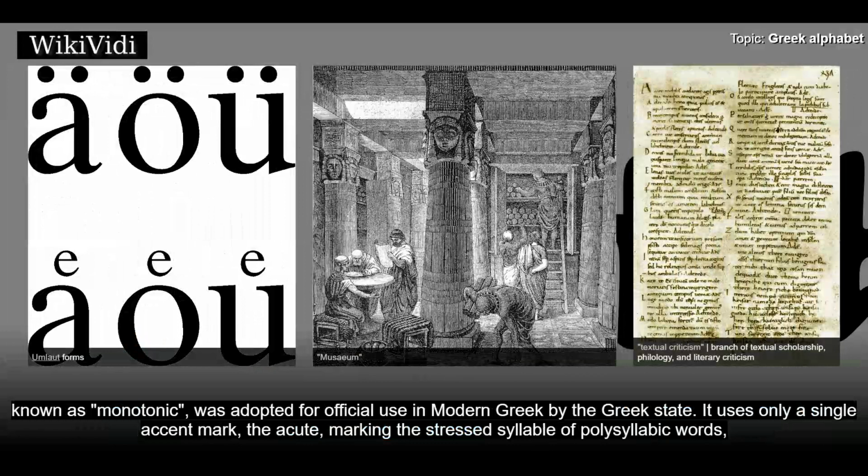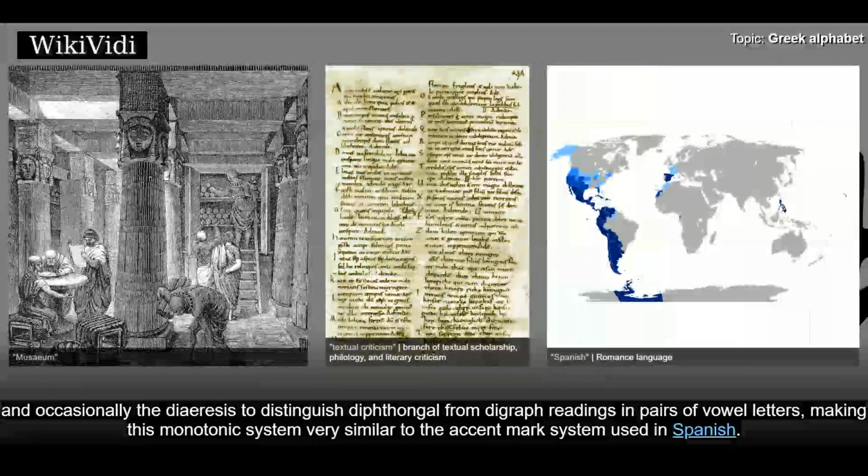It uses only a single accent mark, the acute, marking the stressed syllable of polysyllabic words, and occasionally the diaeresis to distinguish diphthongal from digraph readings in pairs of vowel letters, making this monotonic system very similar to the accent mark system used in Spanish.